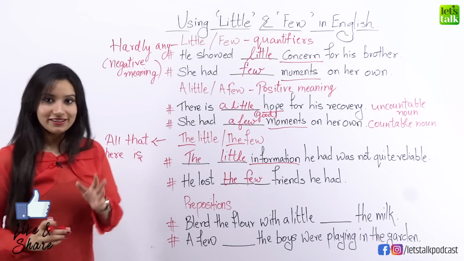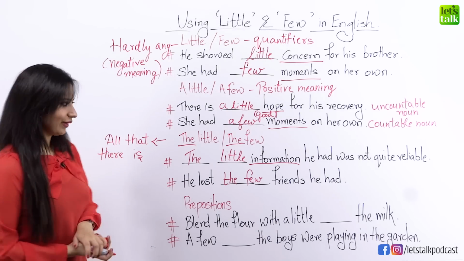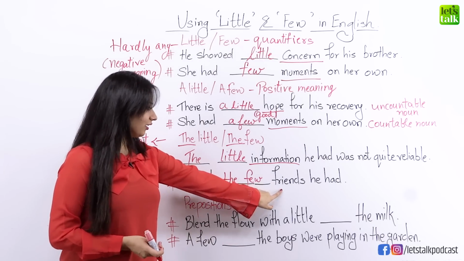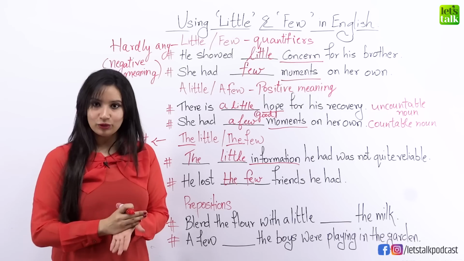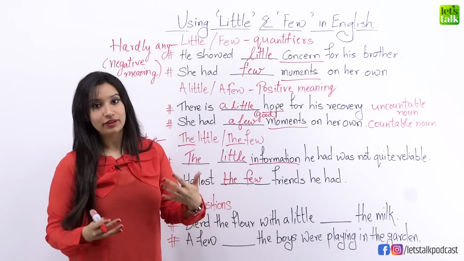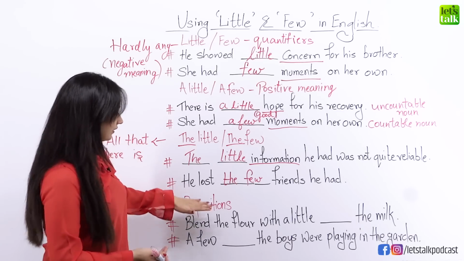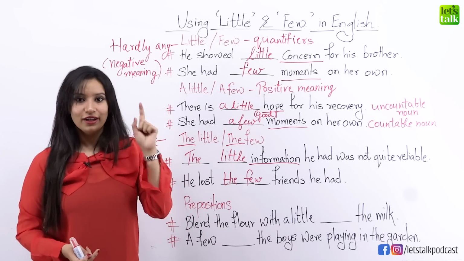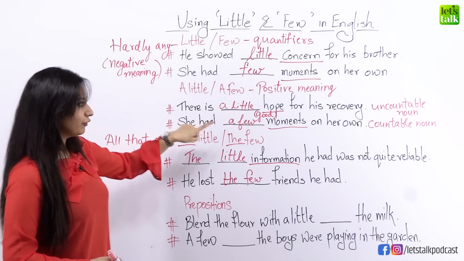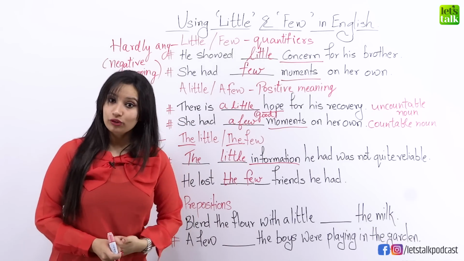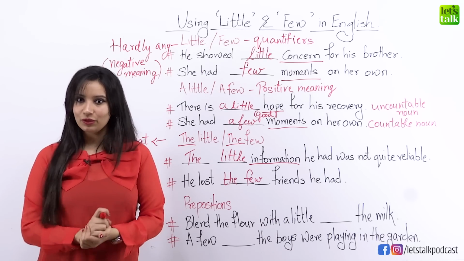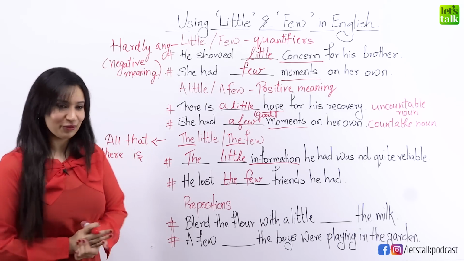And I certainly want you to remember a point here. We never use few with singular countable nouns. You cannot say "he lost the few friend he had" because that would be singular. We'll say "he lost the few friends he had." So a plural countable noun always. Like here, "She had a few moments on her own." It would be wrong to say "she had a few moment on her own." So do not forget to always use it with a plural countable noun.